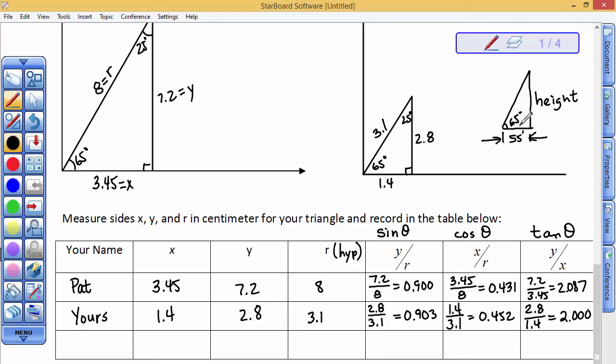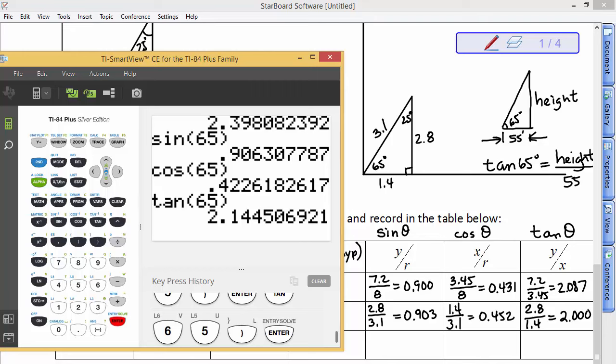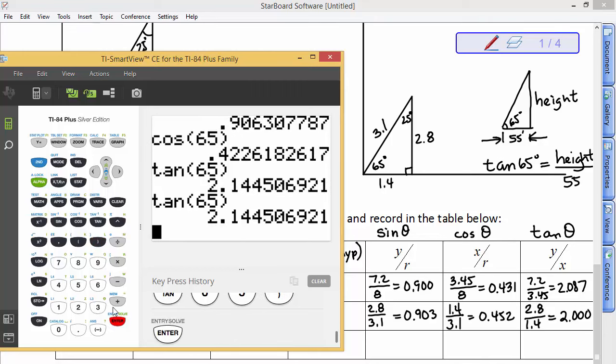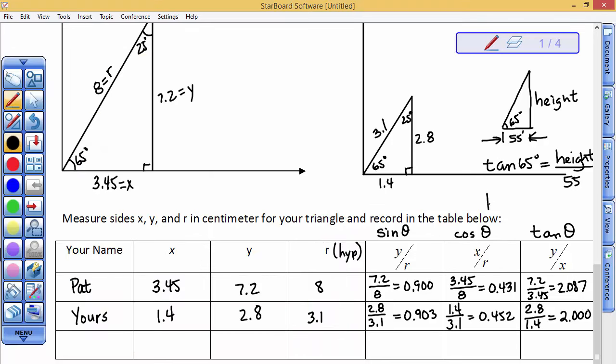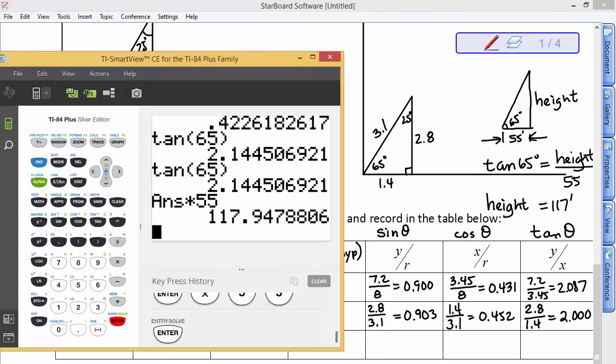So I would use tangent. I would say that the tangent of a 65-degree angle, which I can look up on my calculator, is equal to the ratio, that y side divided by that x side. And to solve this for the height, I'd multiply both sides by 55. In other words, I'd bring that 55 over here, and I know that the tangent of 65 degrees is this, and then I could multiply that by the number 55, and I now know that the height of that building was 117 feet. So that's where I'm going to use this. Again, oh, I'm sorry, 118 feet is what that was.